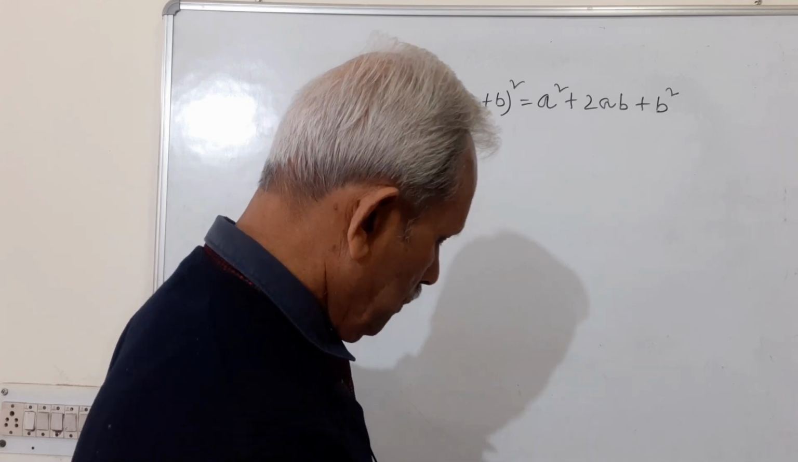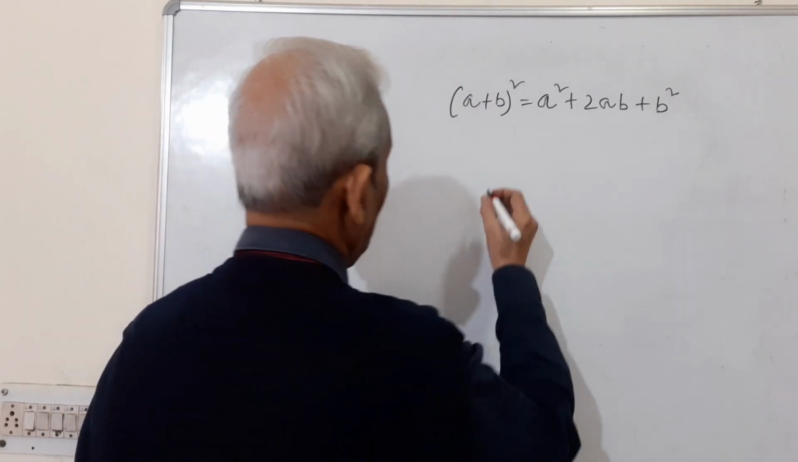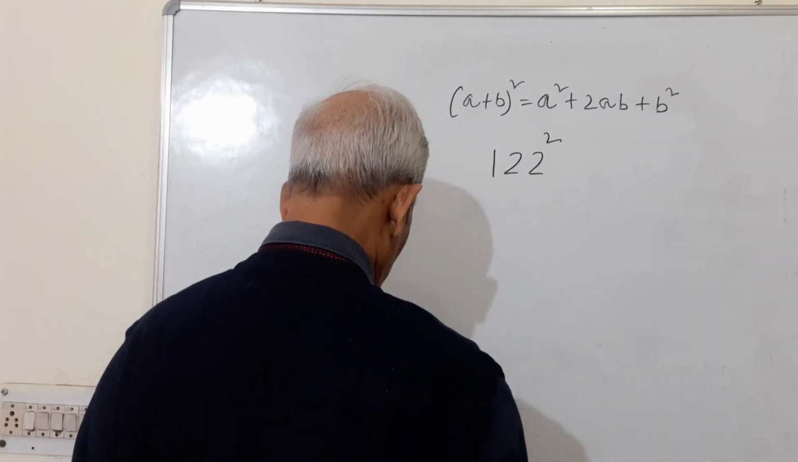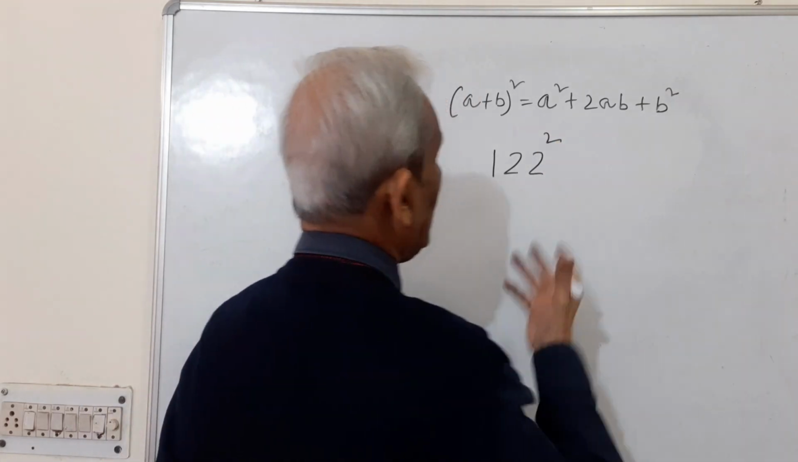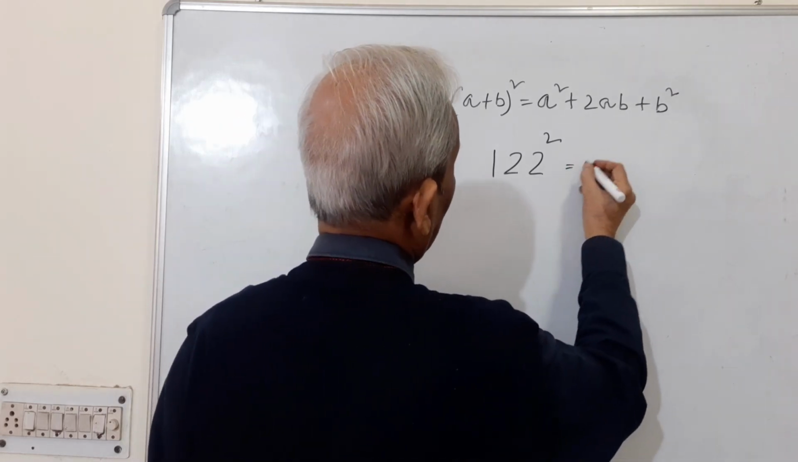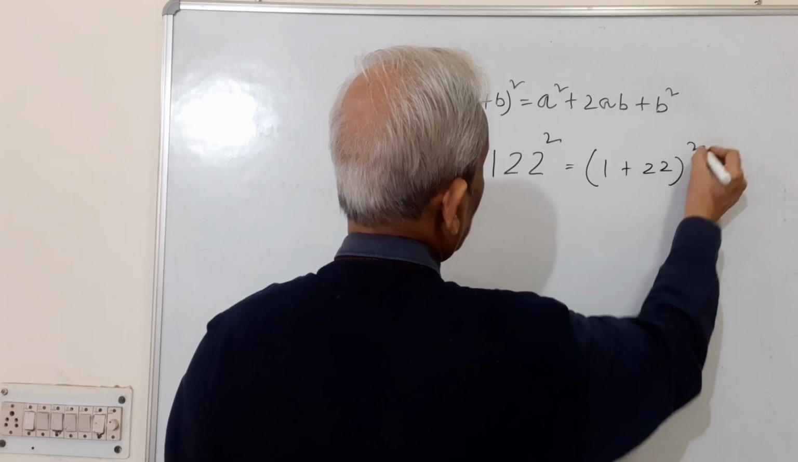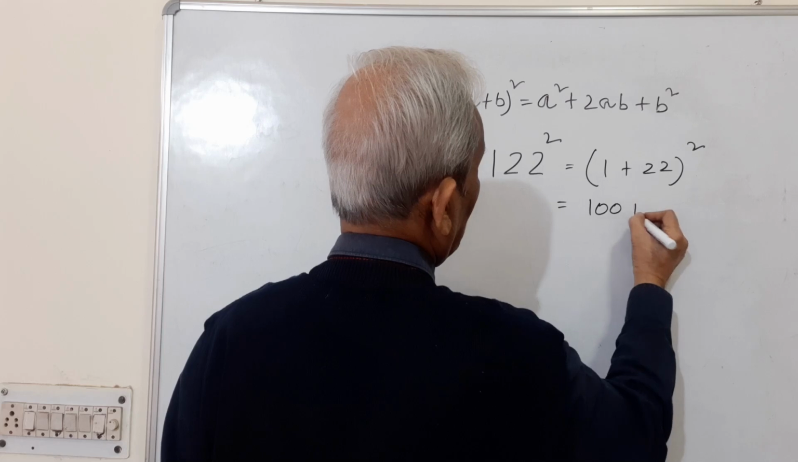So we have seen some problems, but let me see just one more problem. 122 square. A similar problem I just want to see. So I will take any one of these methods. Say for example, I take it as 1 plus 22, A plus B whole square. 1 plus 22 means actually 100 plus 22.